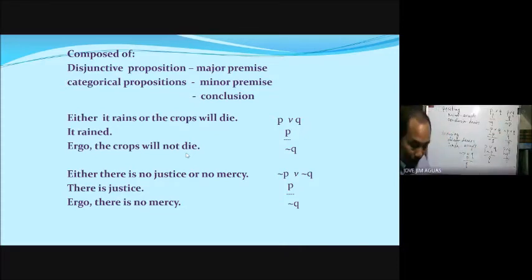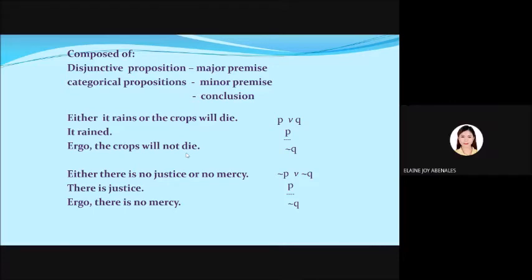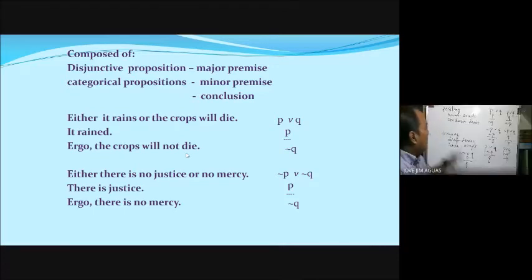Okay? So this is the summary of the rules. Questions? None, sir. Okay, good. If you want, you can copy this so you can have a guide.